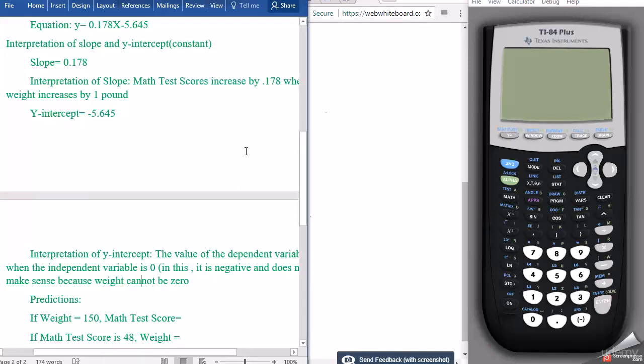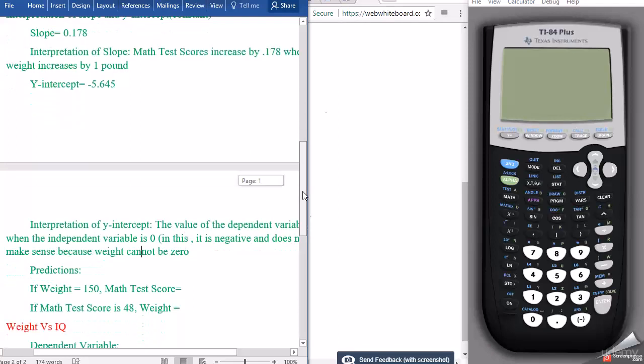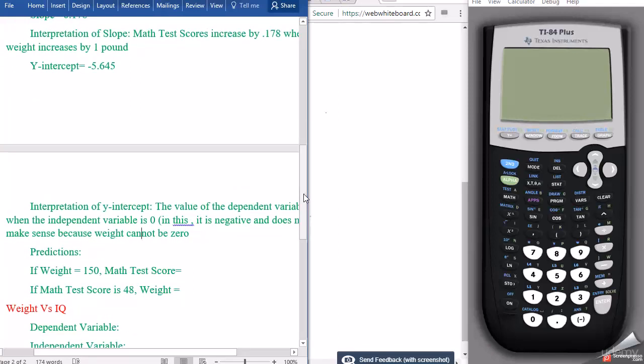So can we make predictions using the equation that we got? Yes, we can do that. If weight is 150, math test score should be what? So what we are going to do is apply this equation. Just substitute 150 for weight and find out what the math test score is going to be.